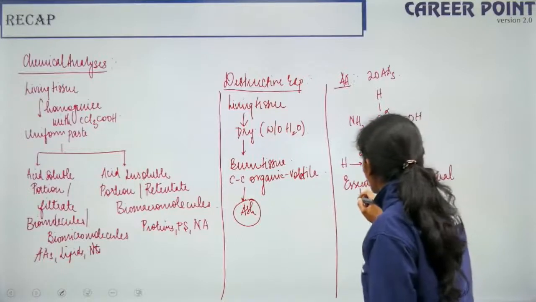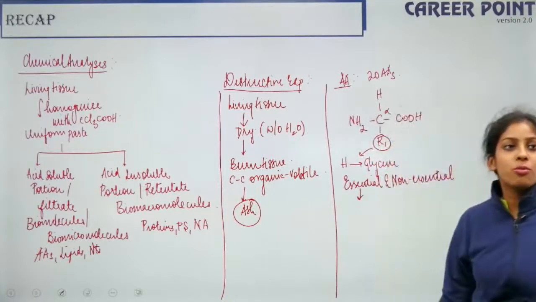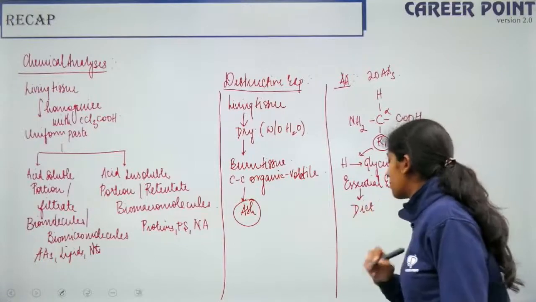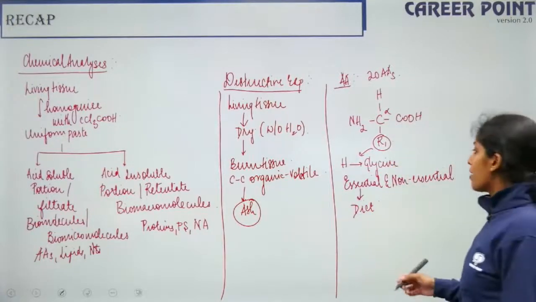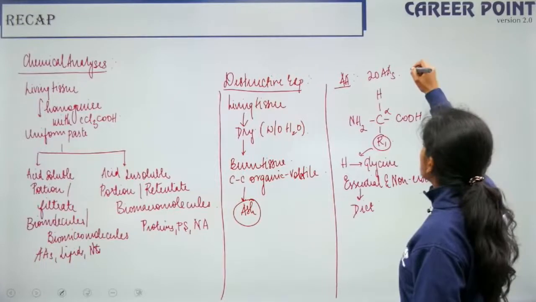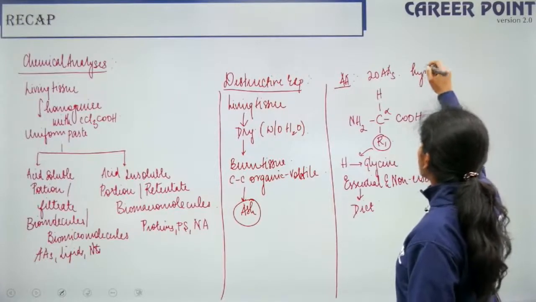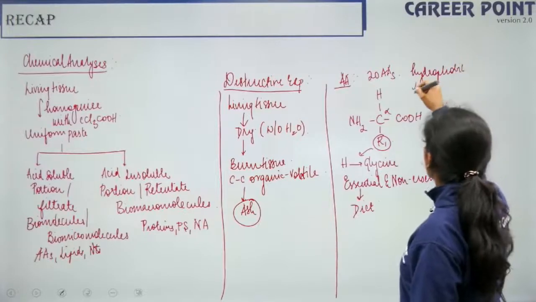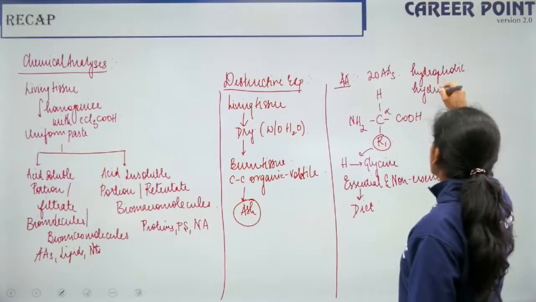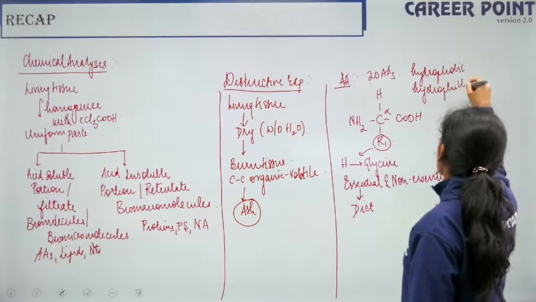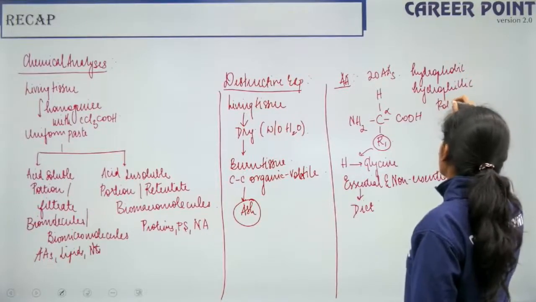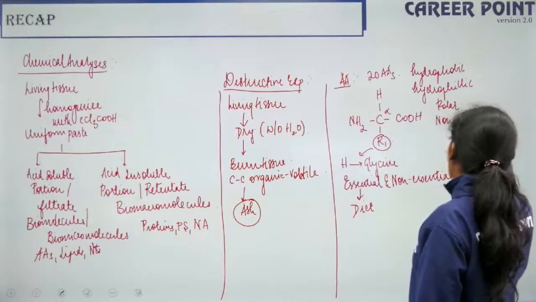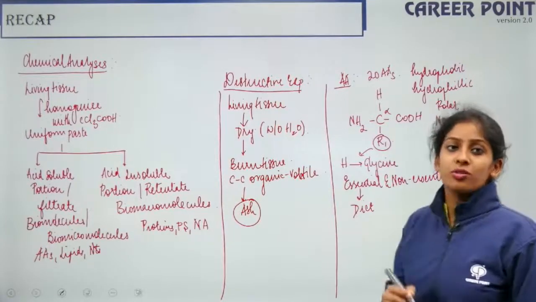So essential amino acids cannot be synthesized in your body, they have to be supplied through your diet. Non-essential ones can be synthesized by your body. Apart from that, you can classify amino acids as hydrophobic, hydrophilic, polar, non-polar, etc. So these are some of the ways of classifying them.